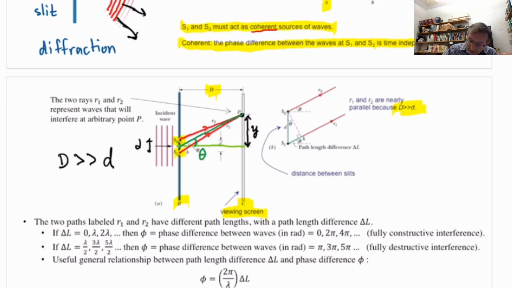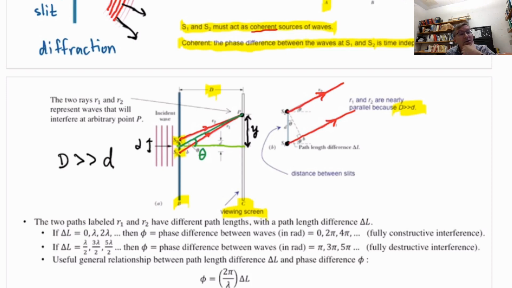So the picture on the left shows a kind of zoomed-in view of the two slits, S1 and S2, and the rays, R1 and R2, that go from the slits to point P. We are drawing them as if they were basically parallel. All right, so here's the first big question. Why do we see interference on the viewing screen at all? Why do we see alternating bright, dark fringes on the viewing screen?